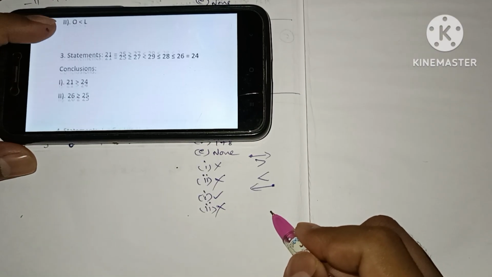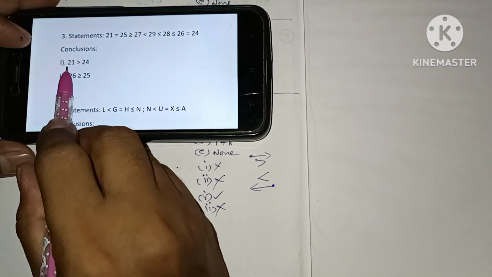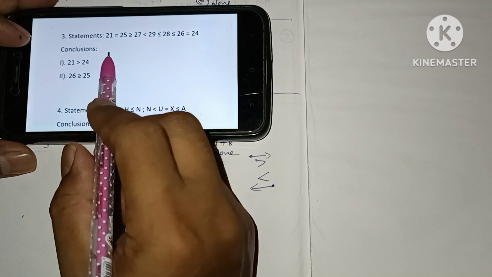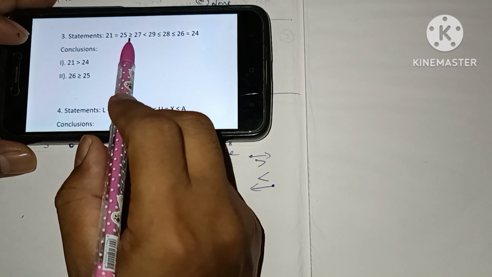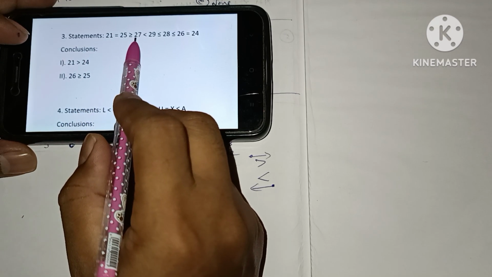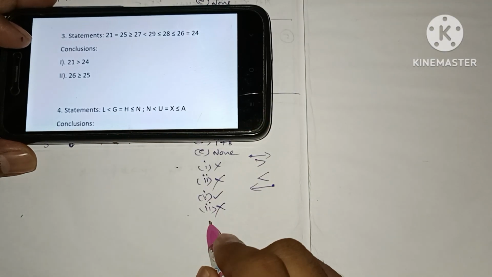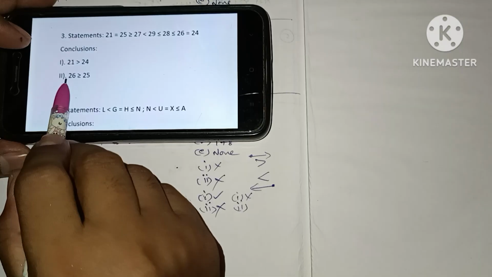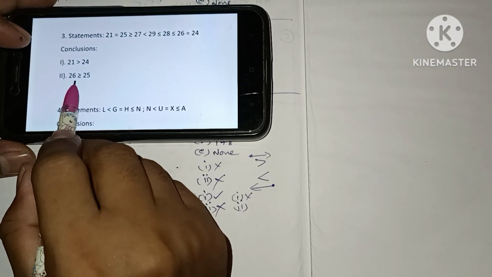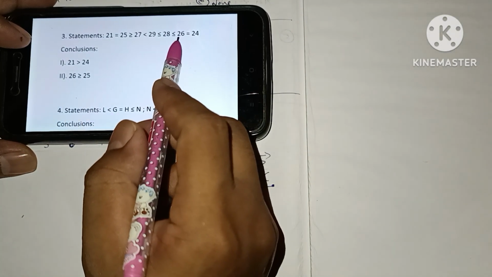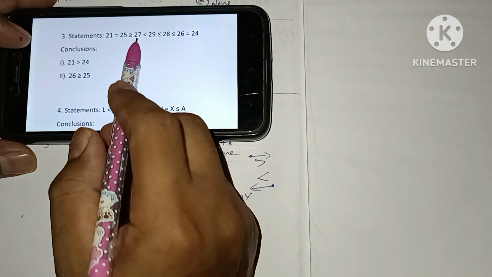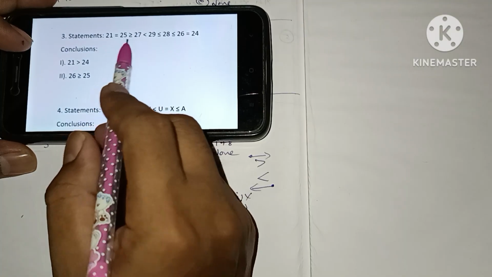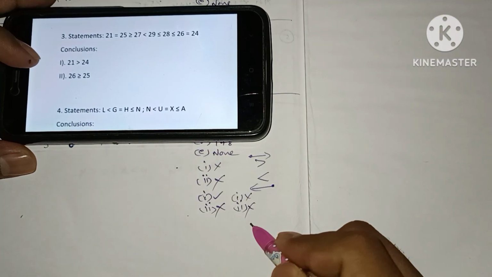Next, third question. The flow from 21 to 24. From 21, we can reach to 27 only. We cannot reach to 24. So first conclusion will be false. Second conclusion, the flow from 26 to 25, with everywhere equals to 26 to 27. We came to 27 but cannot reach to 25. So second conclusion is also false.